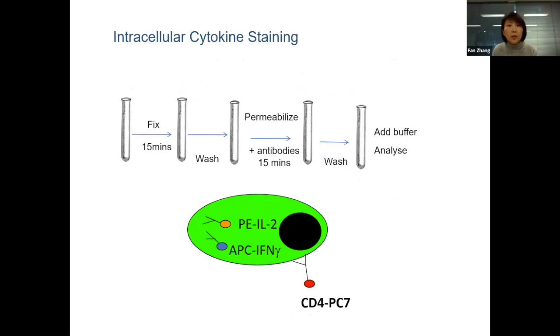The intracellular cytokines can also be investigated using flow cytometry. The sample prep often involves fixation of cells and permeabilization of the cell membrane to allow antibody to gain access to intracellular targets.